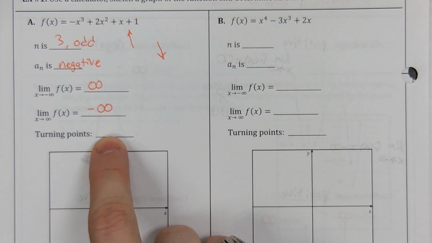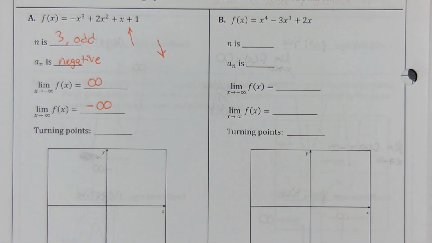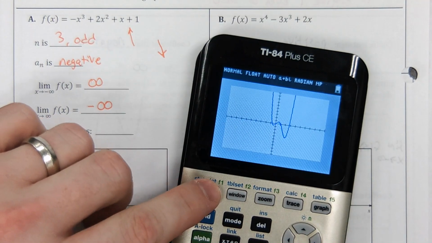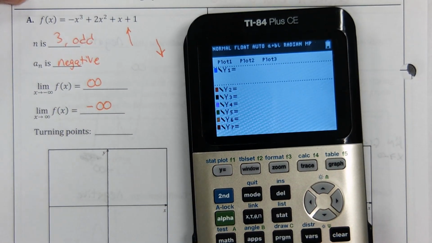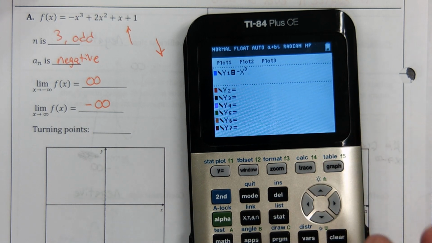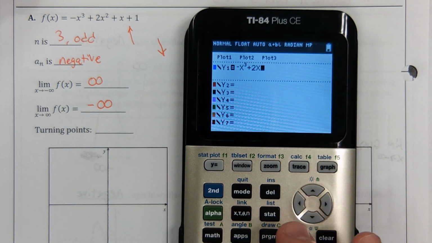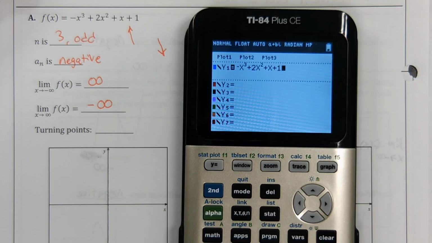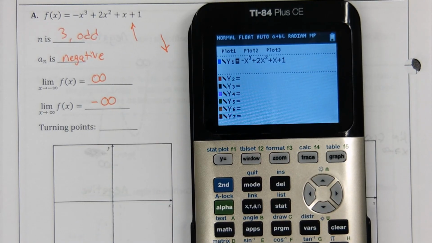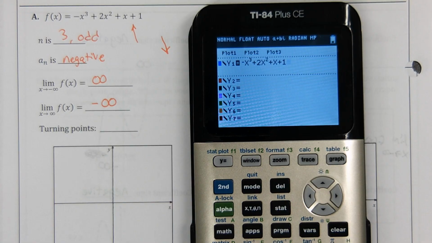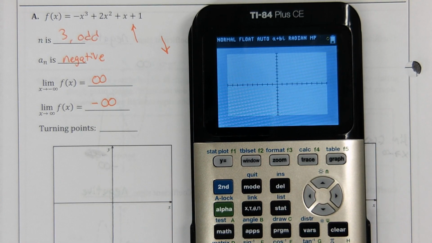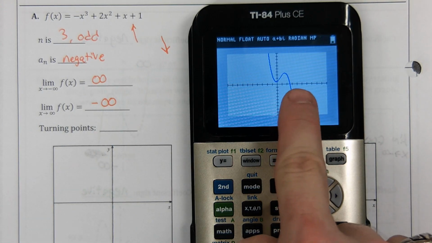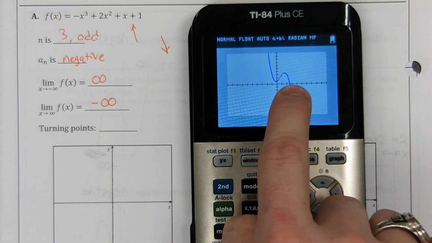This thing could have 2 turning points. Let's find out. Handy dandy calculator. Negative x to the 3rd plus 2x squared plus x plus 1. I'm hoping that the standard zoom is good, so zoom 6, because that's zoom standard. No, there it is. It does have 2 turning points, but it only has 1 real 0.